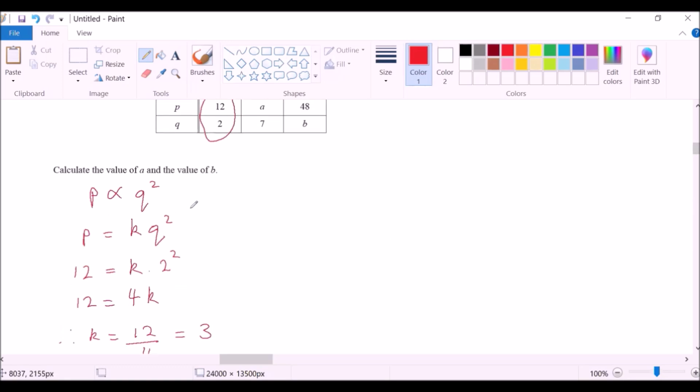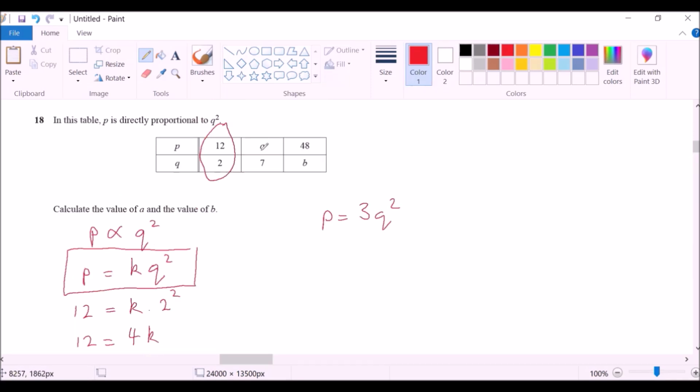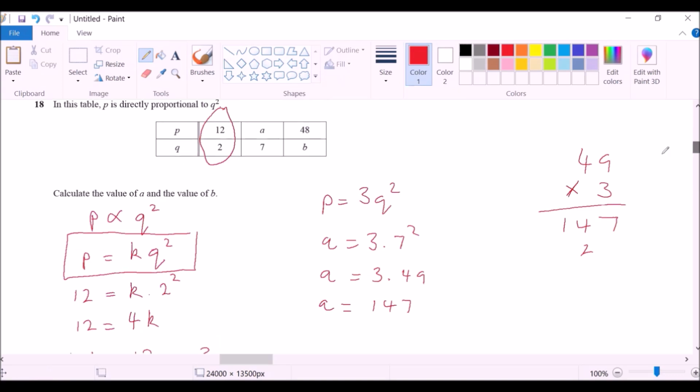Now we can use this equation. Now our equation is P is equal to 3Q squared. When P is equal to A and Q is equal to 7, A will be equal to 3 times 7 squared. A is equal to 3 times 49. 49 times 3: 9 times 3 is 27, 7 down, carry 2. 4 times 3 is 12, plus 2 is 14. So A is equal to 147.